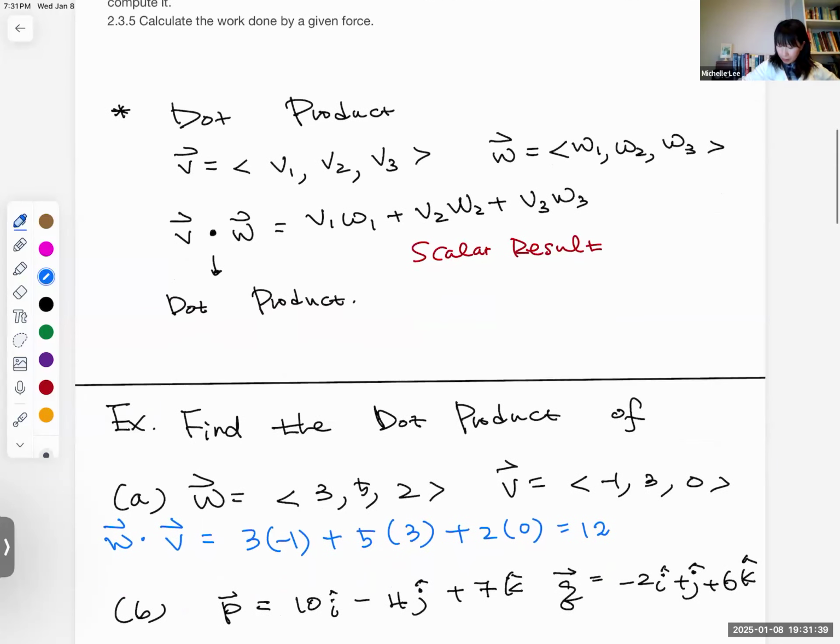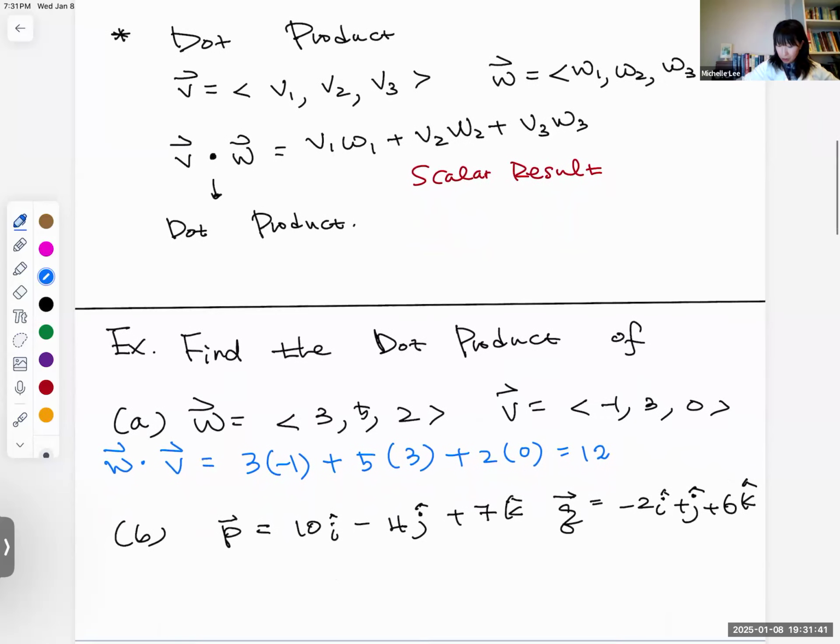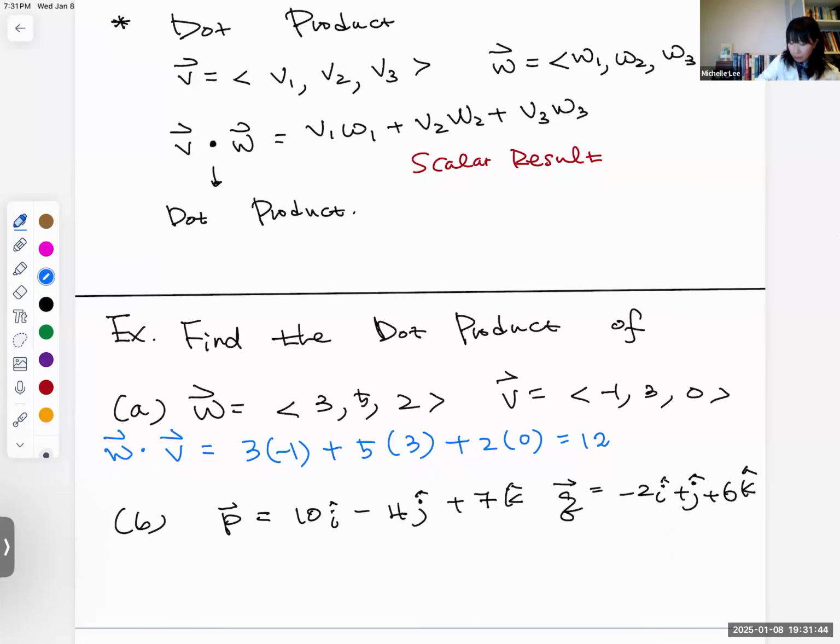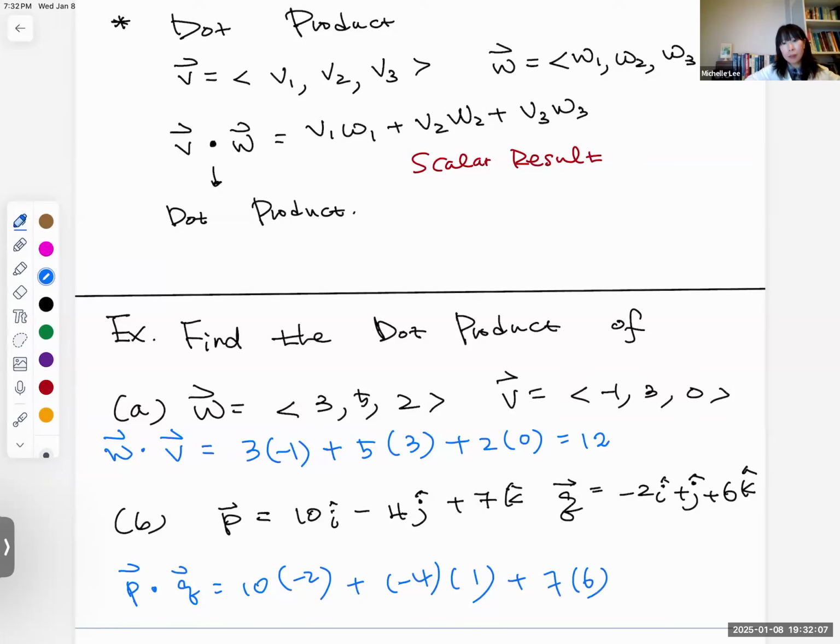Okay, how about this? Second question. So we have P dot product with Q. So we have 10 times -2 plus -4 times 1 plus 7 times 6. What do we have? We have 18. Is it true?